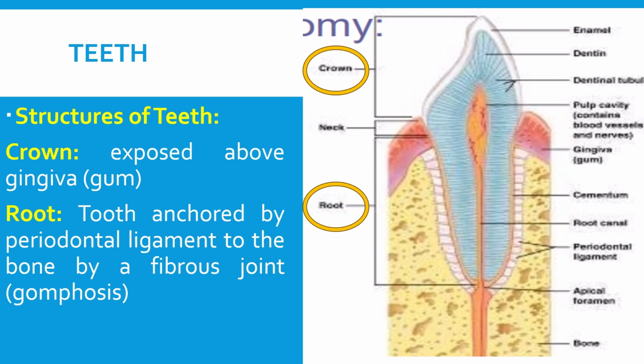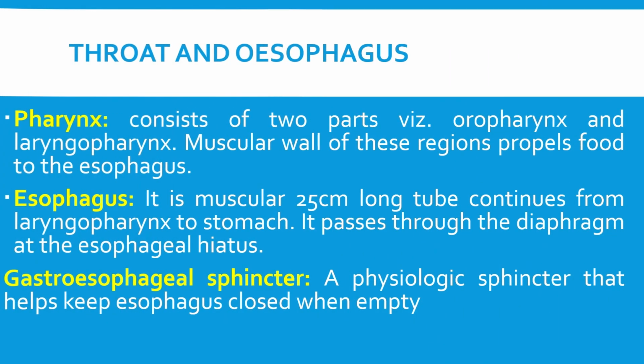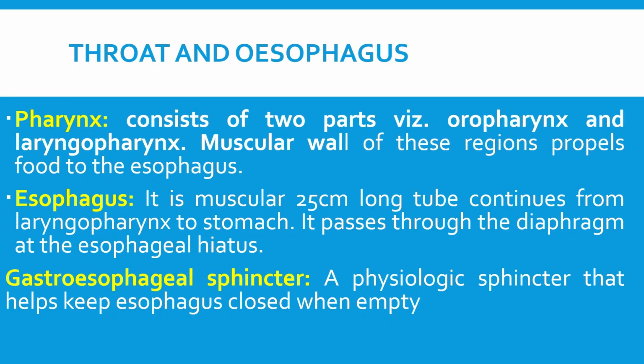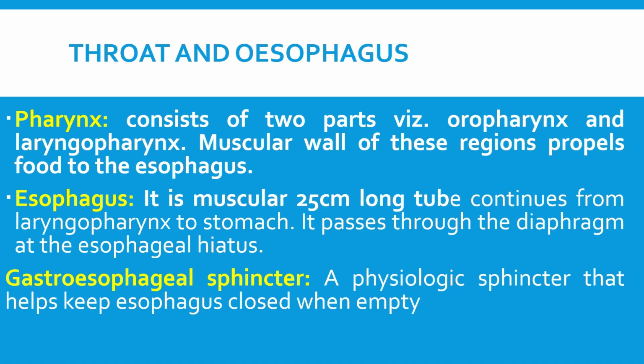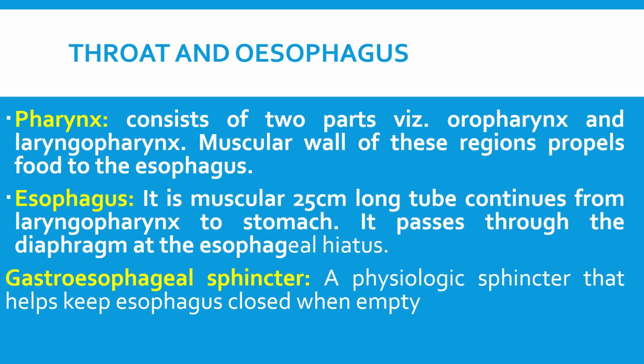The next part of the digestive system we are going to discuss is the pharynx. It consists of 2 parts, the oropharynx and laryngopharynx. The muscular wall of these regions propels food to the esophagus. Next to the pharynx is the esophagus. It is a muscular, 25 cm long tube that continues from the laryngopharynx to the stomach. It passes through the diaphragm at the esophageal hiatus.